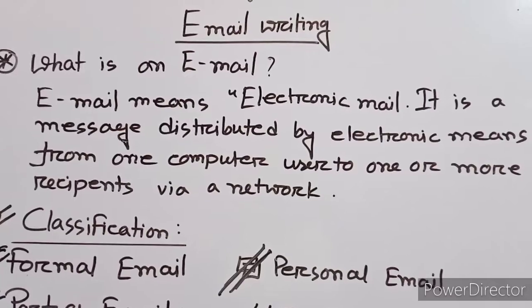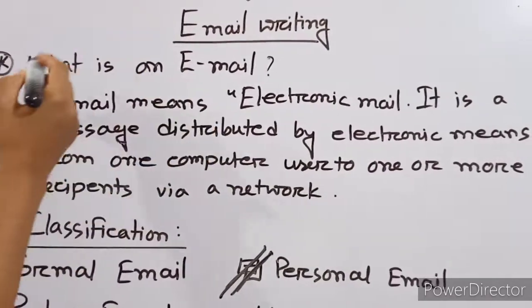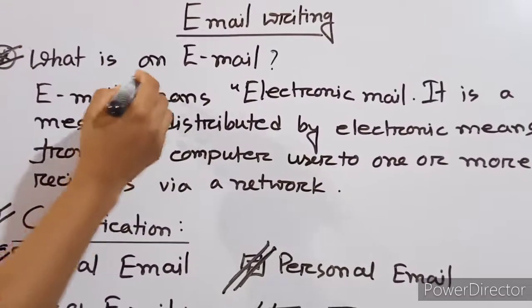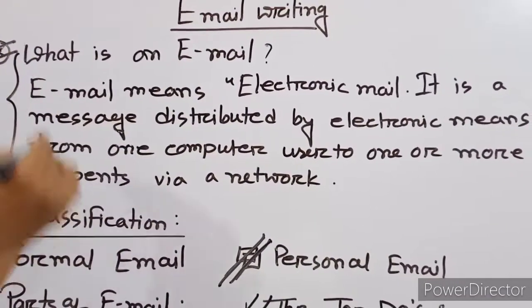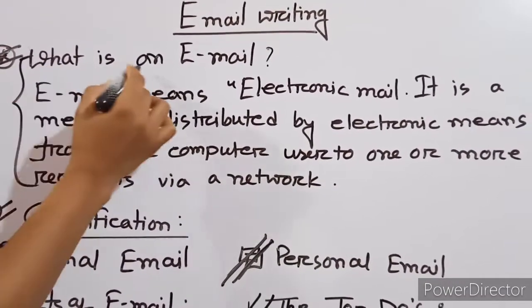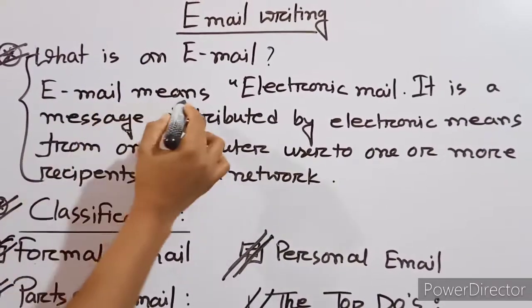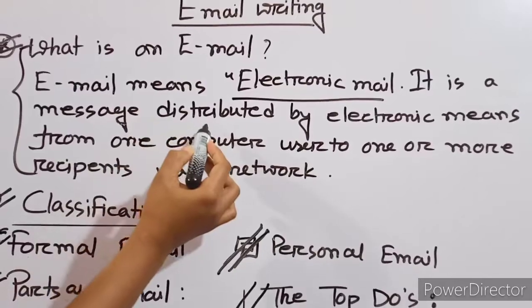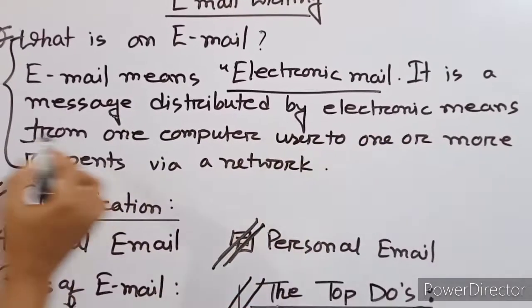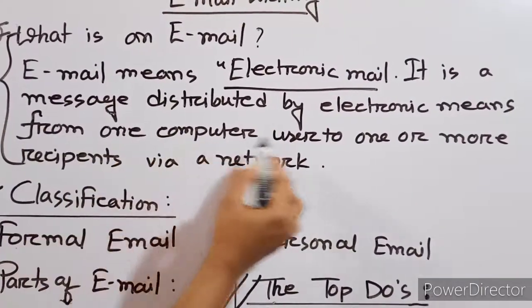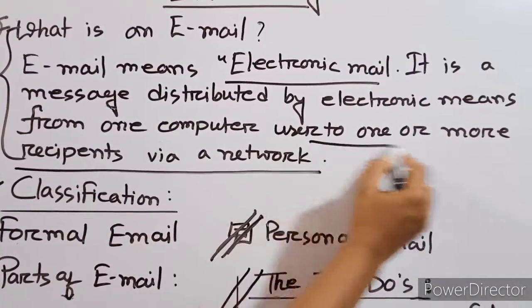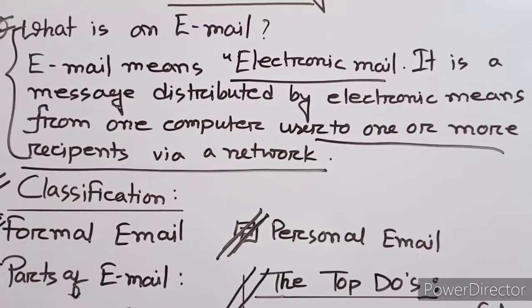Well, dear students, you can see I have already written here what I mean by email. Here is the definition. What is an email? Email means electronic mail. It is a message distributed by electronic means from one computer user to one or more recipients via a network. This is the definition of email.